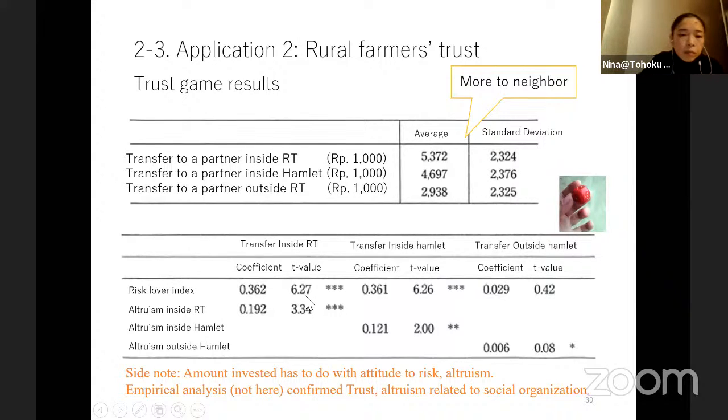So this kind of relationship we can analyze. Side note, the amount invested has a relationship with attitude to risk and altruism. Yes, it is shown. And empirical analysis, not shown here, confirms that trust and altruism are related to social organization. Whether they join the same group or not has an impact on the trust level. So this kind of analysis we can conduct.